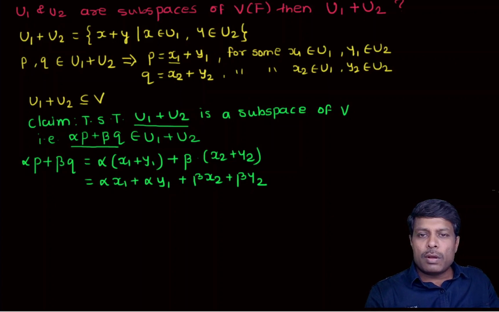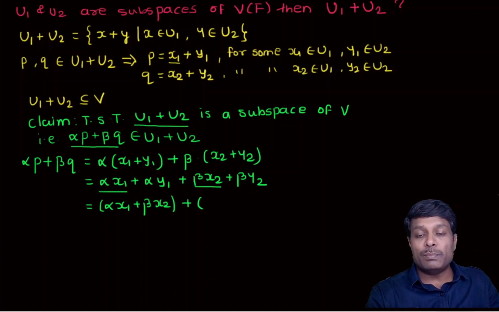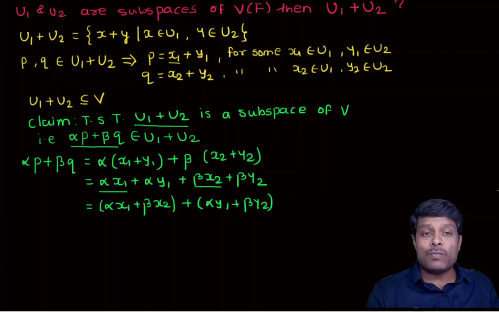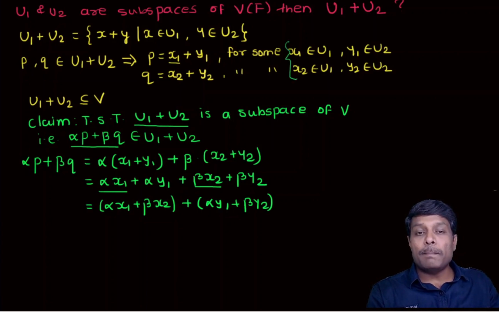Now, the first term and third term I will take in one bracket: alpha x1 plus beta x2 in the first bracket, and the remaining two terms in the second bracket, that is alpha y1 plus beta y2. Why am I doing this? Because I purposely want to write this expression as a sum of two terms, where the first term is a member of u1 and the second term is a member of u2. Our first term is alpha x1 plus beta x2, and already we have declared that x1 and x2 both are members of u1.